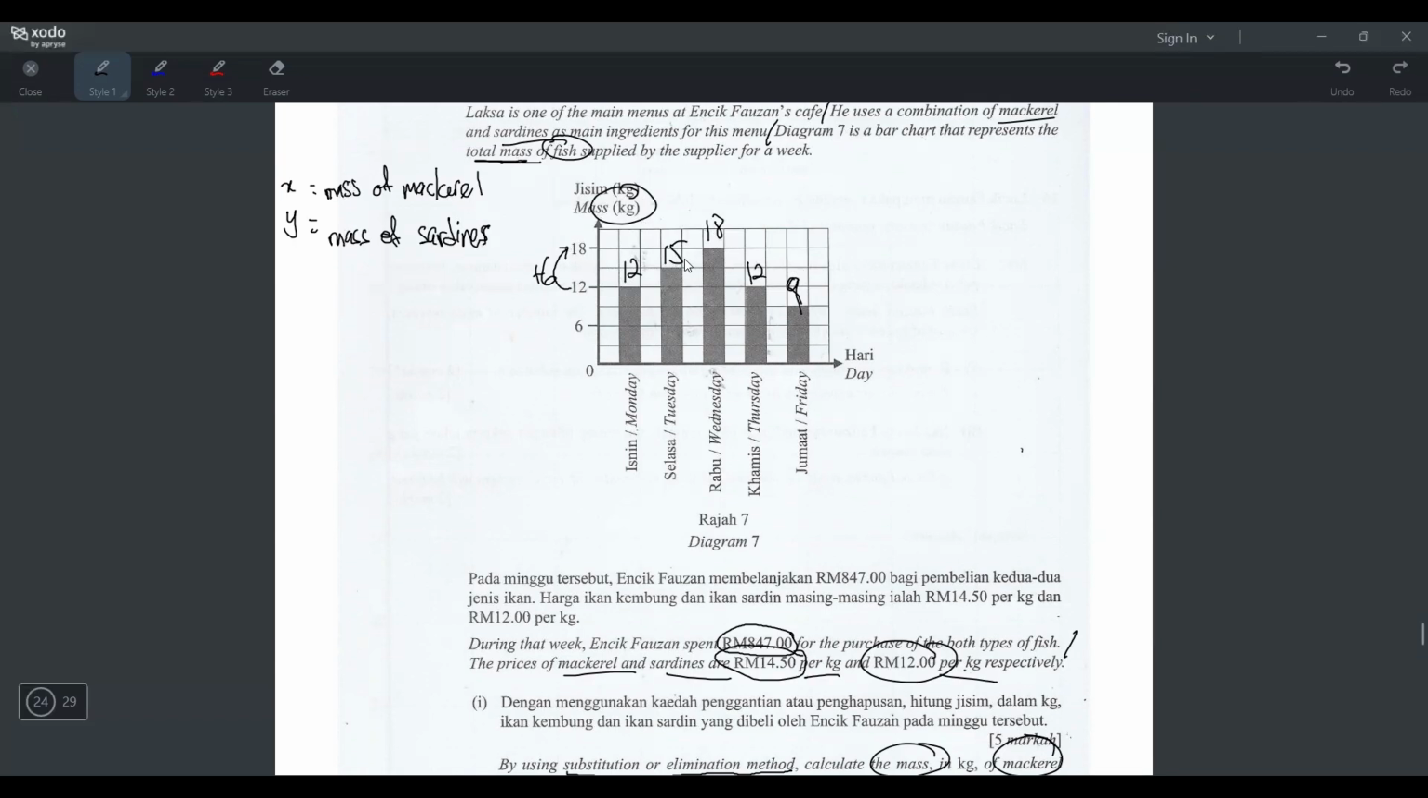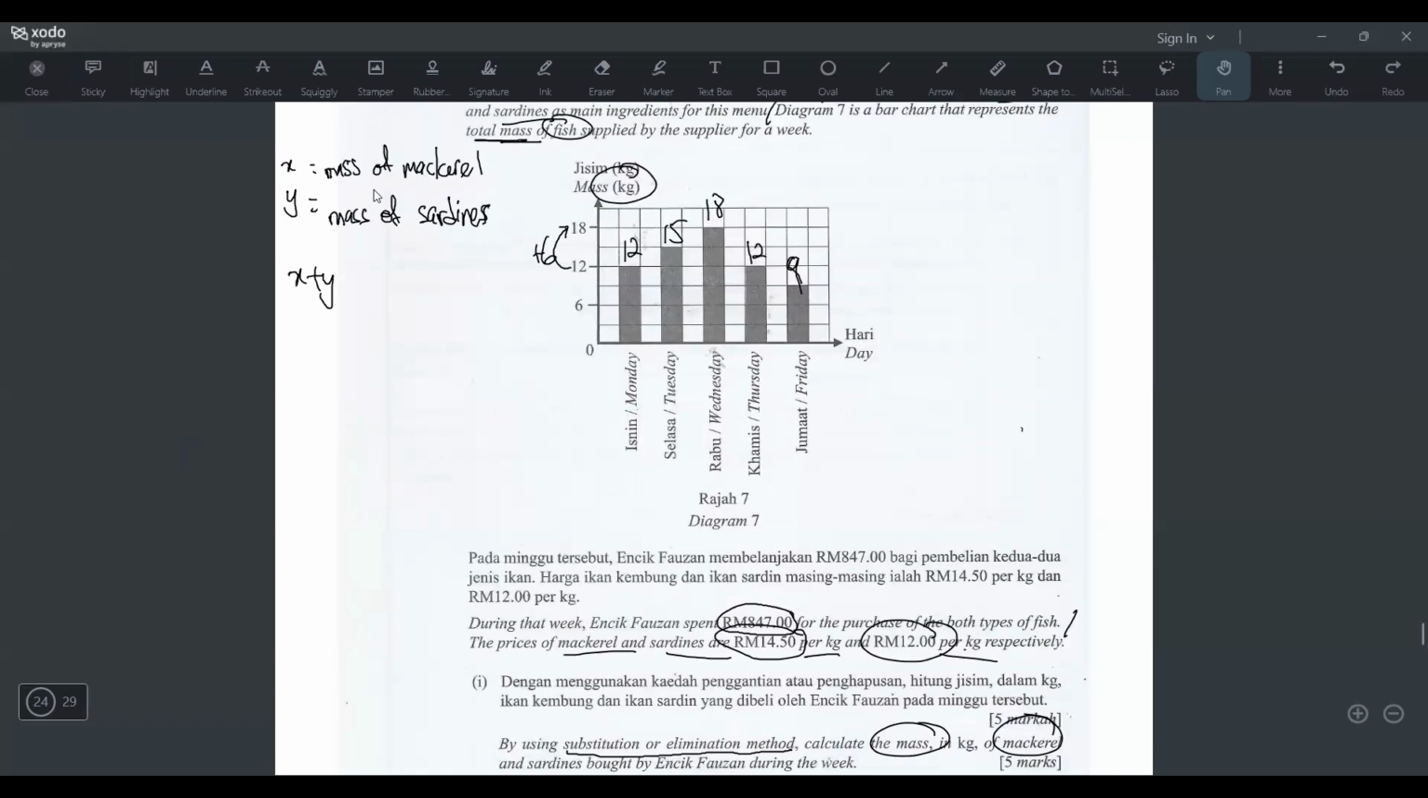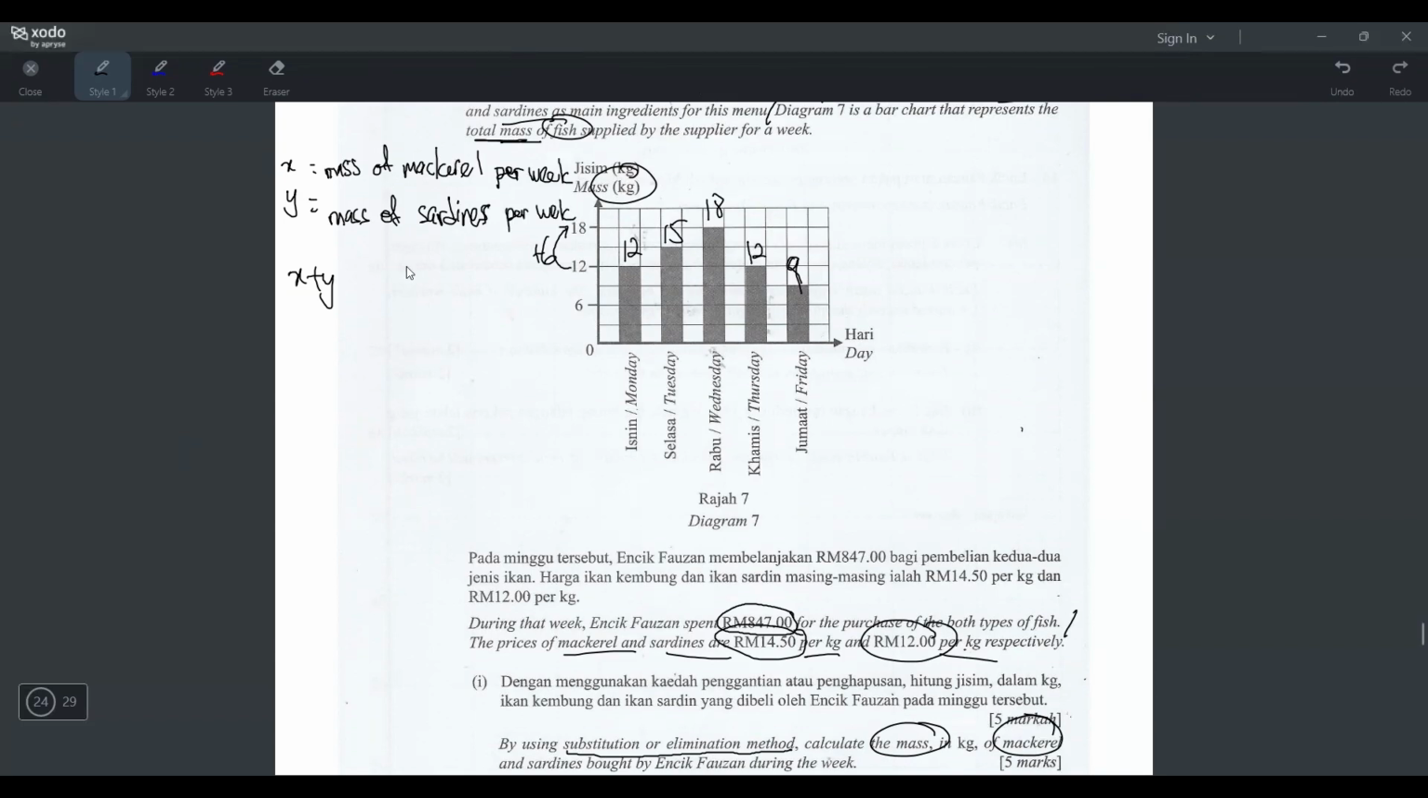Okay, let's press 12 plus 15 plus 8 plus 18 plus 12 plus 9. My calculator gives me 66. That means 66 is the total mass of fish for 1 week, right? So x plus y is also for 1 week, because x and y are also for during the week. So this one is also the mass of mackerel for 1 week. I should write here, per week. This one also per week. So the total mass will be x plus y equals 66. And where does the 66 come from? It comes from adding all these numbers. Just add everything. Okay, this is my first equation.